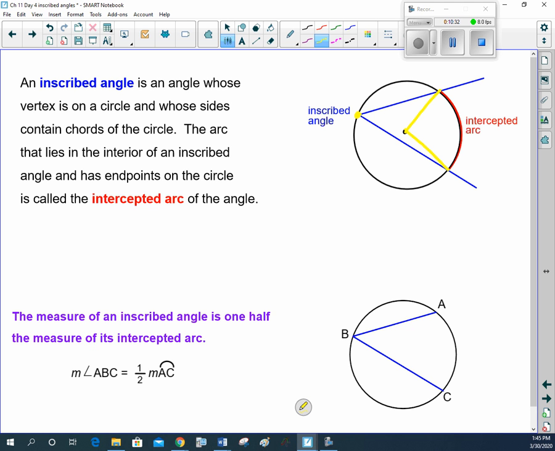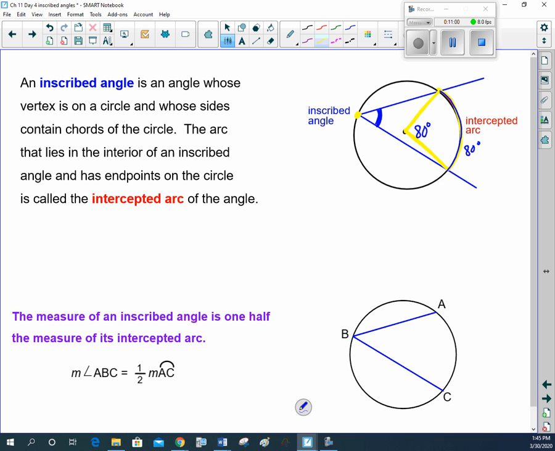So remember, when we had a central angle, the measure of its intercepted arc, this right here, was the same thing as its inside angle. So if I said this was 80 degrees, then the arc measure was 80 degrees. That's what happened when we had a central angle. Okay, it makes sense to me then that this inscribed angle right here can't be 80 degrees.